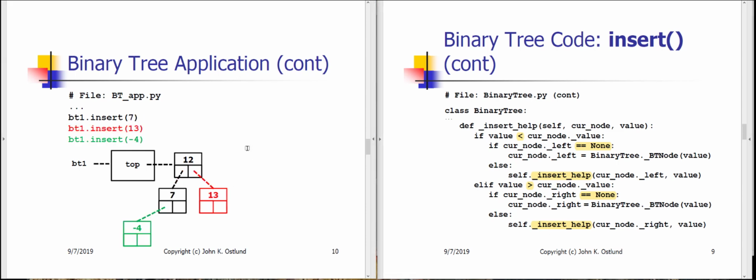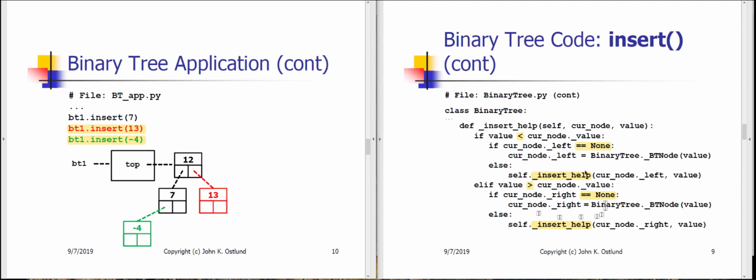On slide 10, continuing with our application code, we started out by creating an empty tree. We then inserted 12, which became the topmost node in the tree. We then inserted 7 to the left of the 12. When we did that, the 12 was the bottommost node in the tree, so we were able to add the BT node containing 7 as the left child of the 12. Now our tree has 12 and 7 in it. We're going to insert 13, and then we're going to insert -4.